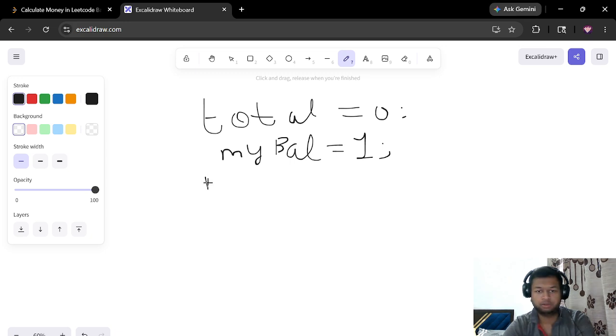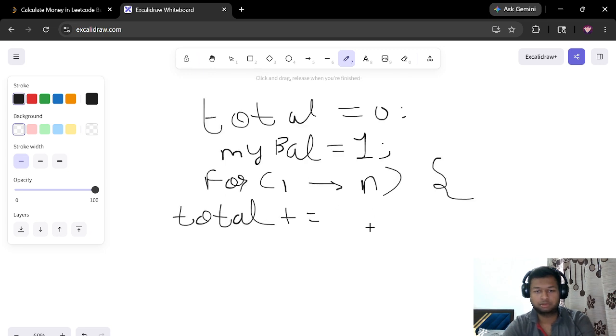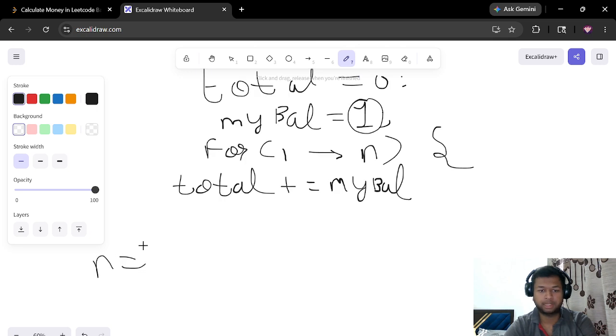Now we will run a loop which will start from 1 and go up to n, because we are given integer n as input. So 1 till n, and what will it do in the loop? It will increment total by the first amount, which is myBal. For every n, the first amount would be myBal, the initial amount, the very first amount.